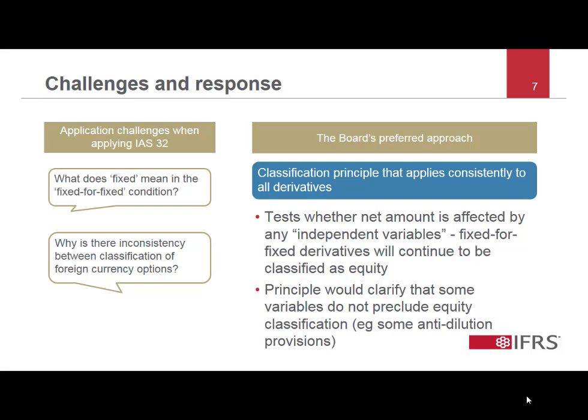The simplest and probably most common example to think of would be a derivative to deliver a fixed number of the entity's own shares in exchange for receiving a fixed amount of cash in the entity's functional currency. Changes in the value of the derivative on settlement is driven only by changes in the entity's own share price. While the term fixed for fixed isn't used, applying the board's preferred approach, a fixed for fixed derivative will continue to be classified as equity. We will look at why in due course.